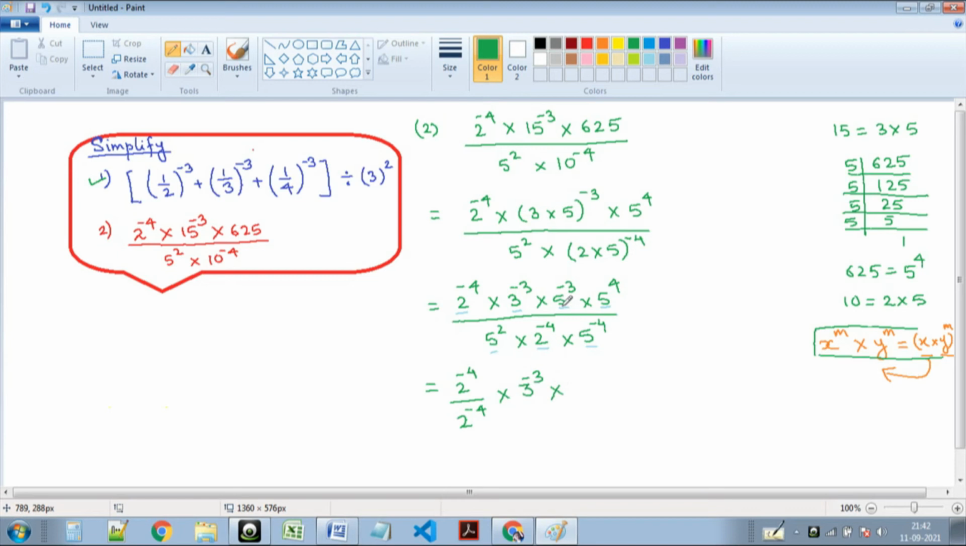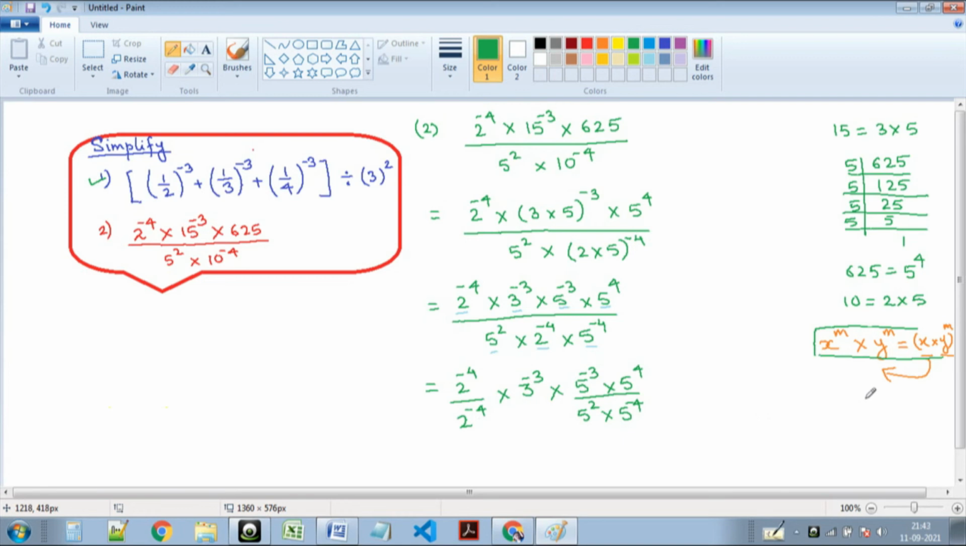Now the rest are all 5s, so we can write them together. 5 to the power minus 3 cross 5 to the power 4 divided by 5 square cross 5 to the power minus 4. So all the 5s I have written together, 3 I have written alone, and the 2s I have written together.